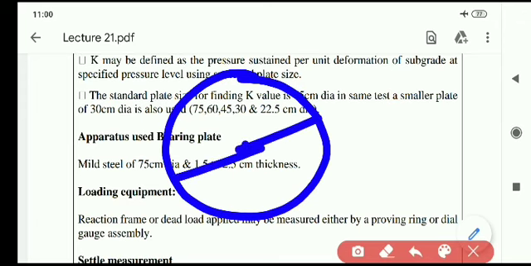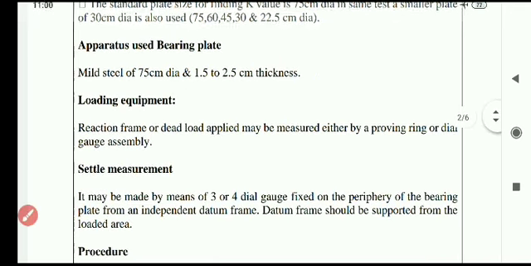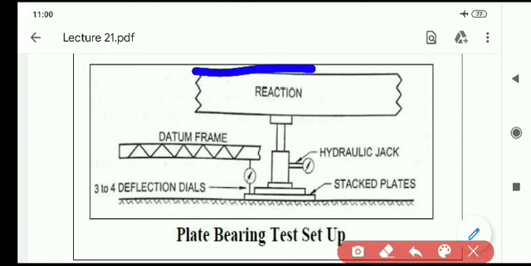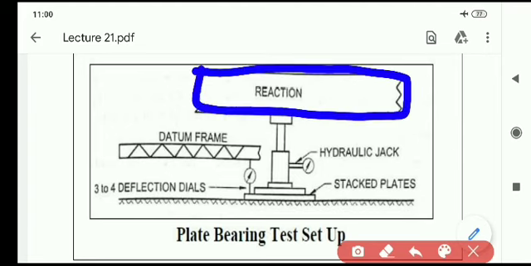This plate should be of mild steel and the thickness of this plate should be 1.5 centimeter to 2.5 centimeter thick. Then load equipment. For the load equipment we have reaction frame. Through this only the load is applied with the hydraulic jack.